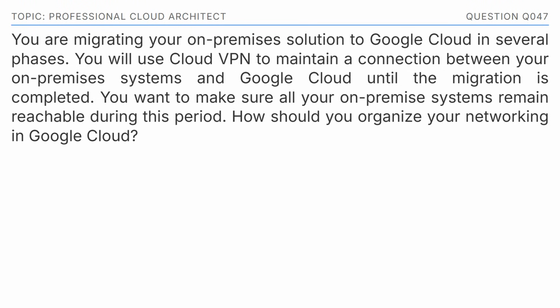You are migrating your on-premises solution to Google Cloud in several phases. You will use Cloud VPN to maintain a connection between your on-premises systems and Google Cloud until the migration is completed. You want to make sure all your on-premise systems remain reachable during this period. How should you organize your networking in Google Cloud?